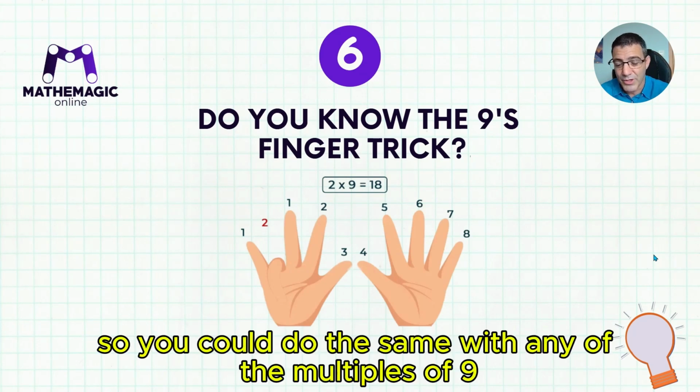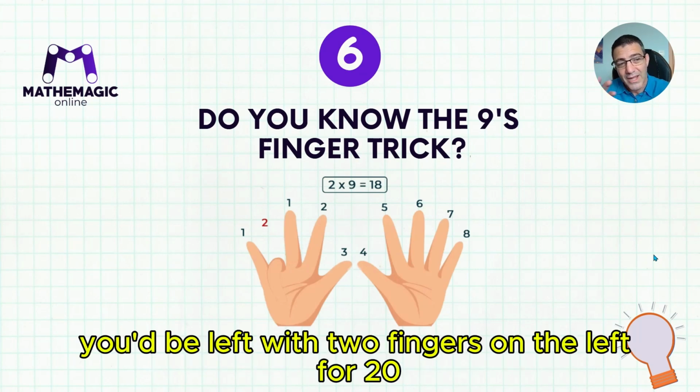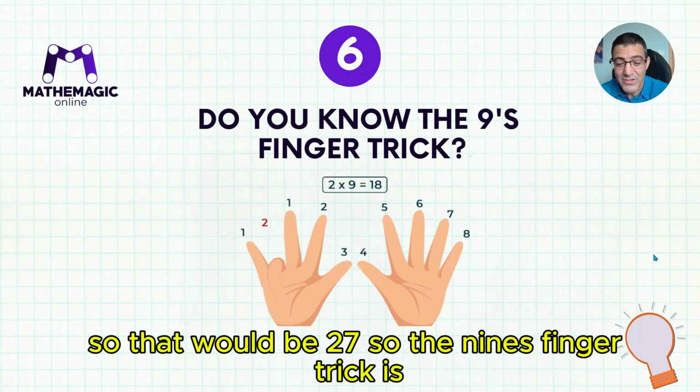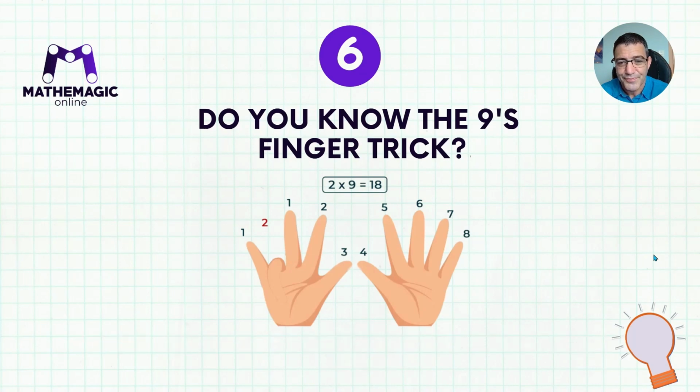So you could do the same with any of the multiples of 9. If you took away the third finger, so the next one along, you'd be left with 2 fingers on the left for 20, and then 7 fingers on the right for 7. So that would be 27. So the 9s finger trick is pretty cool to multiply numbers by 9.